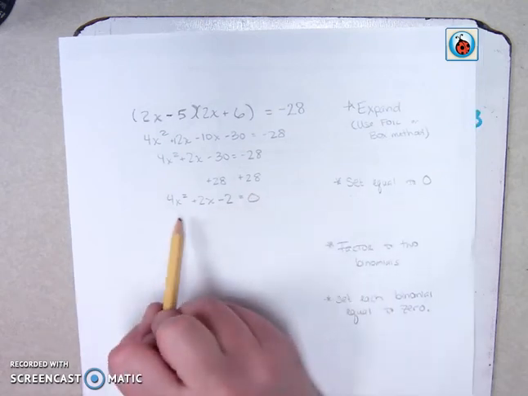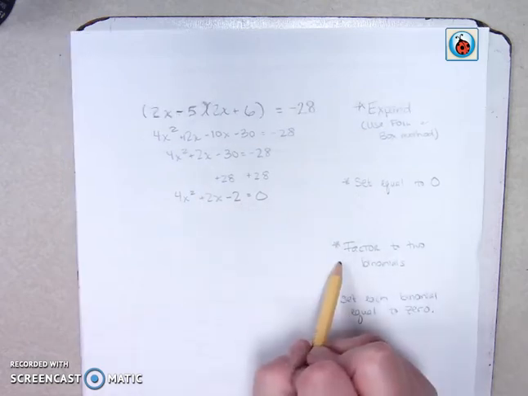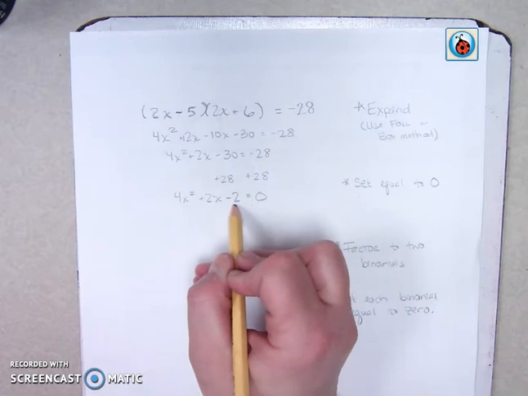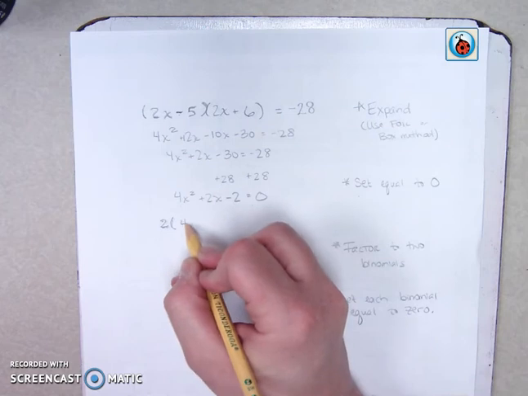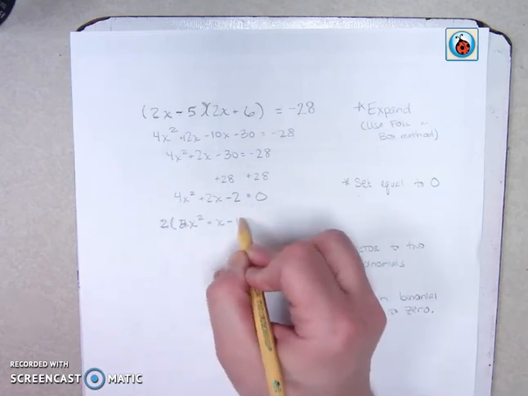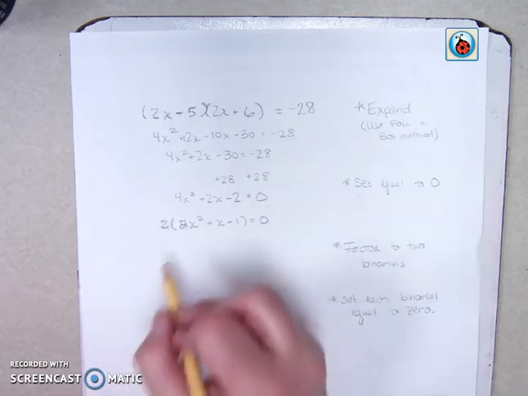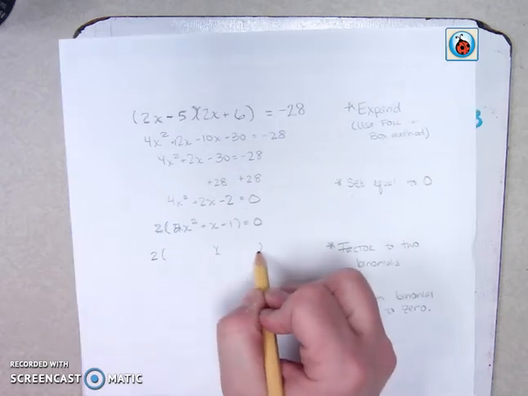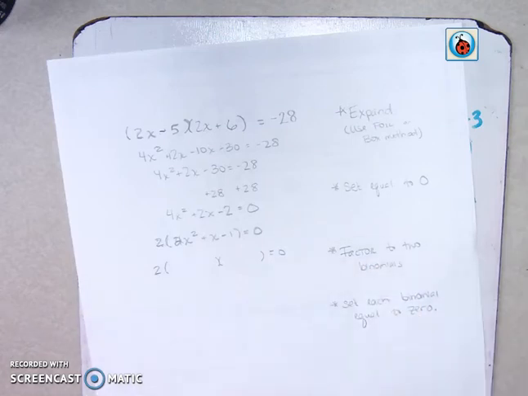So once I have my whole equation equal to 0, now I'm going to factor it. I'm going to factor out the GCF first. So the greatest common factor here is 2. I'll have 2x squared plus x minus 1 equals 0. And from there, I'm going to factor it into two binomials. So pause again and try that.